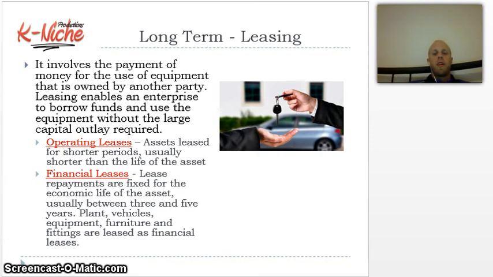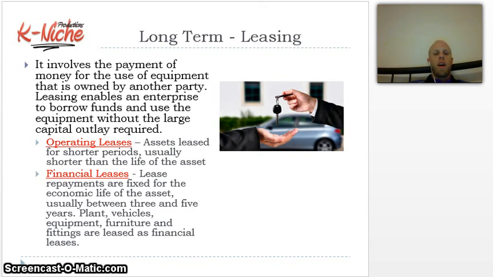First, operating lease, where the assets are leased for shorter periods, usually shorter than the life of the asset. Therefore, the lessors are the ones who are actually going to own that equipment. So let's say a car, they will lease it to the business for a set amount of money for a set amount of time. On completion of that lease, the original owners of that asset will then be able to on-sell that or lease it to somebody else.